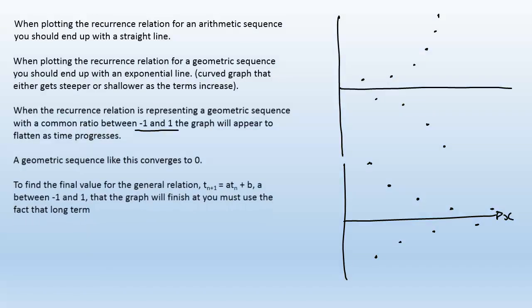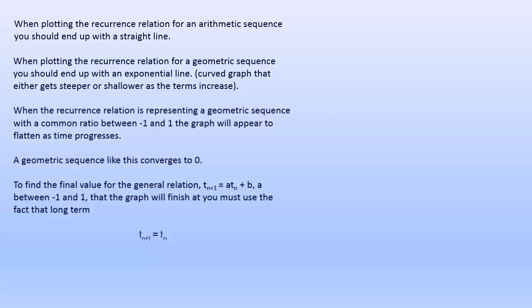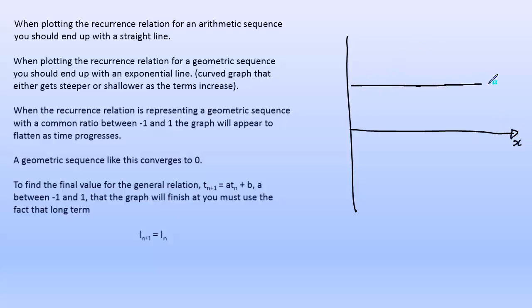To find the final value that the graph will finish at for a general relation, Tn+1 = a*Tn + b, where a is between -1 and 1, you must use the fact that long term, Tn+1 is equal to Tn. So what happens is, in this situation, you get a funnel situation like that. But if this is the x-axis, and I'll just draw it for positive only terms, you get a value up here that it converges to, and not the axis.